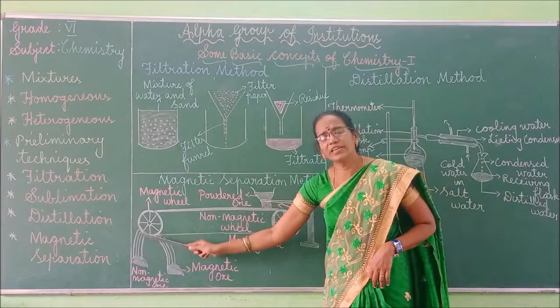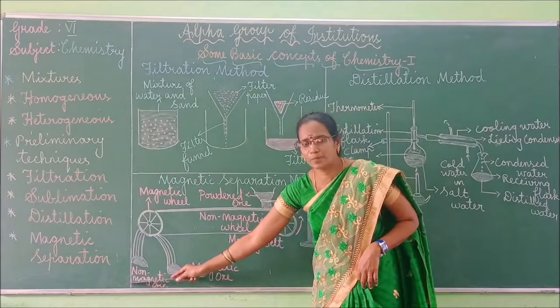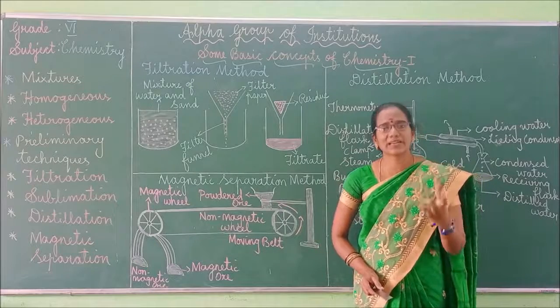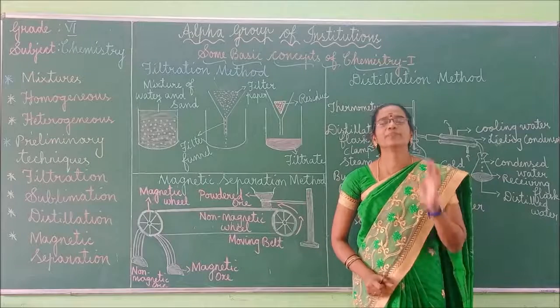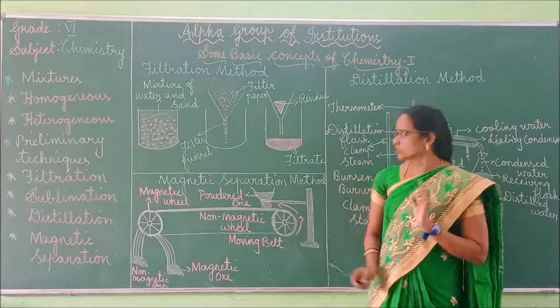the same wheel collects non-magnetic materials into a separate place. So in this manner we can separate the iron fillings. This method of separation is called the magnetic separation method. Got it, children? Right? Good.